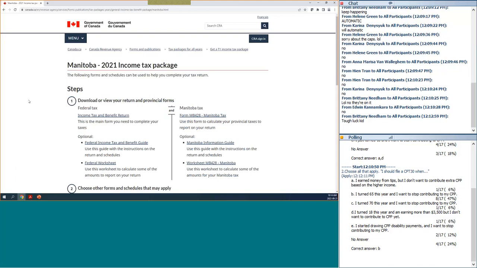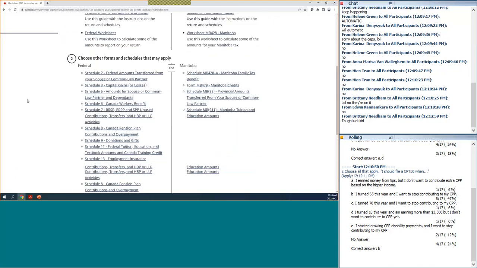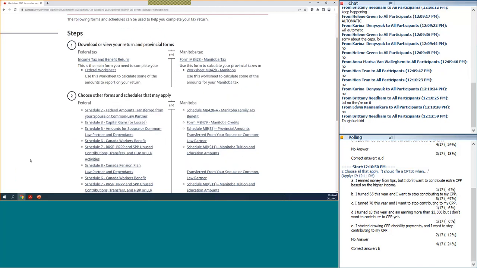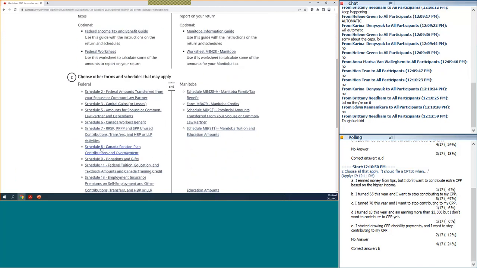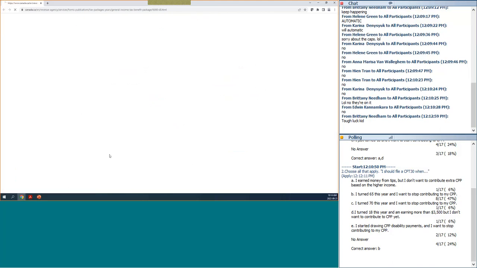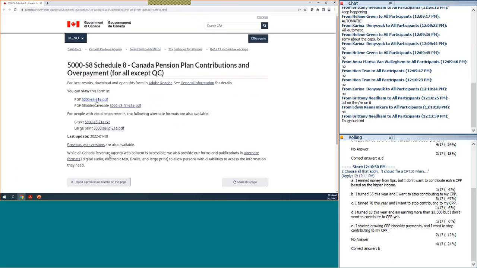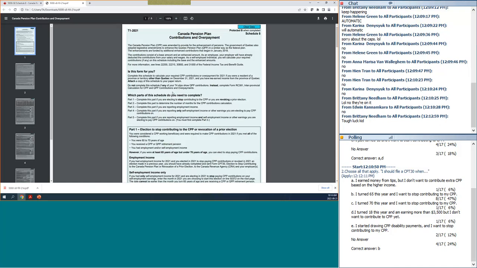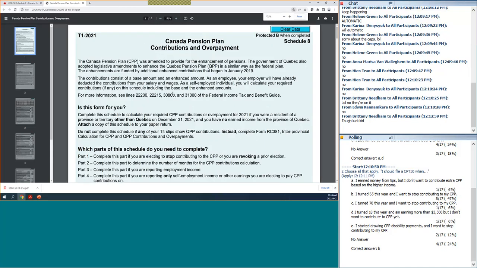So how do we find a Schedule 8? In your fillable forms, there will be Schedule 8s, or just go to the tax package. And remember how I said the main part of the tax return on the federal side is on the top, and then the other forms and schedules are down here. If we look, we can find a Schedule 8 Canada Pension Plan. So I'm going to open that in a new window. And I'll do a fillable one just in case I decide I want to fill things in, but I think I can make it bigger.